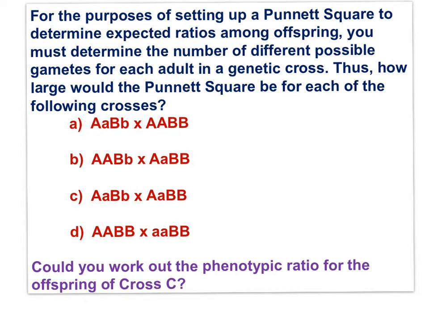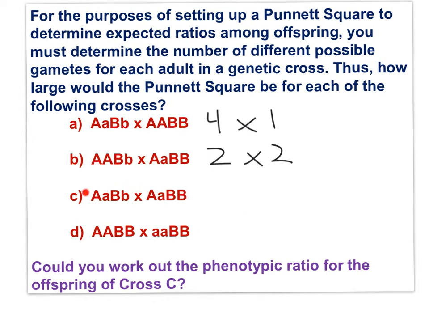For the first cross, this first individual would produce 4 gametes, while the second individual would only produce 1 gamete, so the Punnett square would be a 4 by 1. In the second cross, this individual would produce 2 gametes, while the second individual would also produce 2 gametes. So in the second case, it would be a 2 by 2 Punnett square.